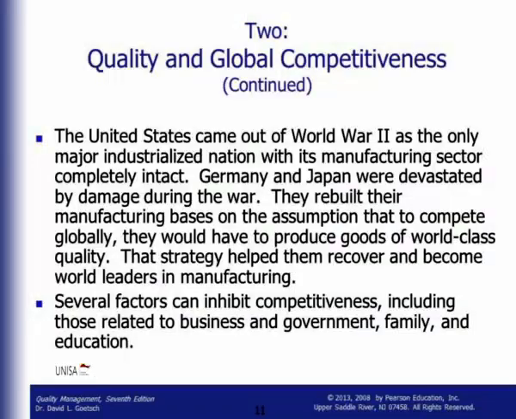Where do we fall in? So we need to ask ourselves, what can we do in order to be competitive, innovative, and improve the way we do things? It shouldn't be that war should enable us to learn how we can become better and beat the opponent. It should be things that we do on a regular basis, and industrial engineering is a methodology, or a discipline, that can be of great importance to everything that we do within our country, and it can improve productivity tremendously. Several factors can inhibit competitiveness, including those related to business and government, family and education.